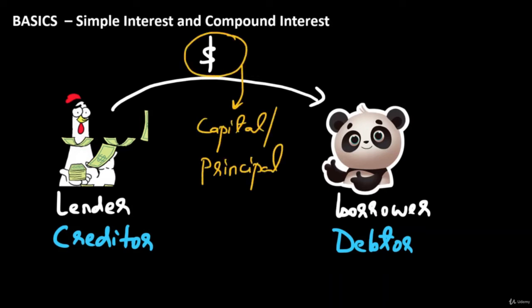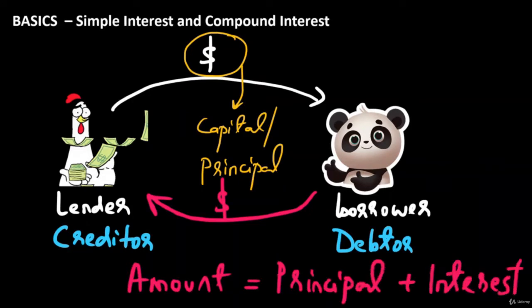All right, now among both of them there will be some agreement like, hey Panda, you'll have to repay me after 2 years or 3 years. All right, there will be an agreement. So after the agreed time period is over, Mr. Panda will have to repay the amount plus a certain interest to Mr. Hen. All right, so this is the basics of interest.